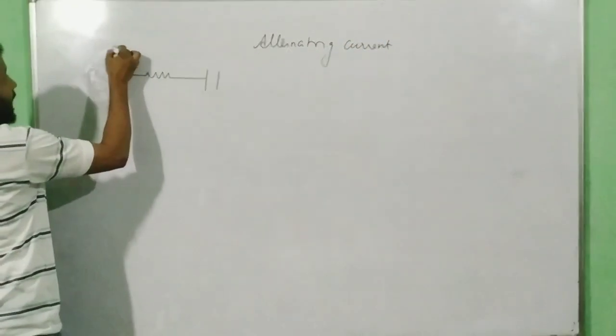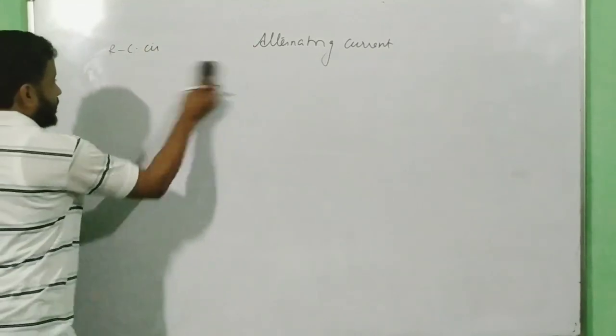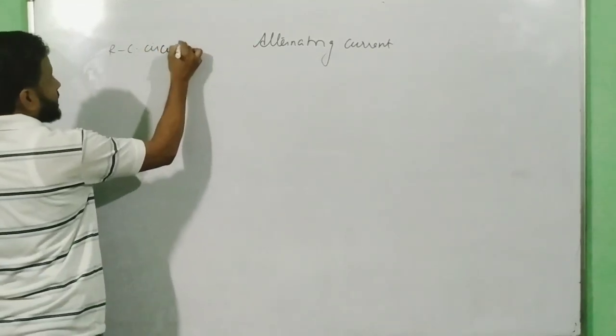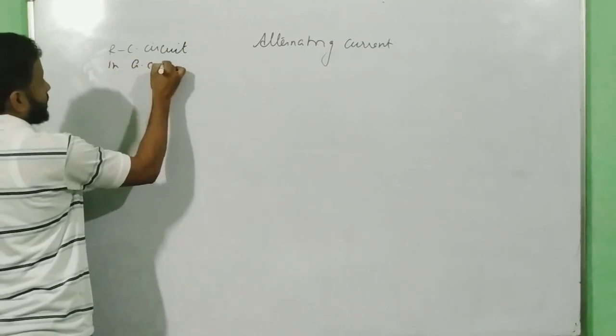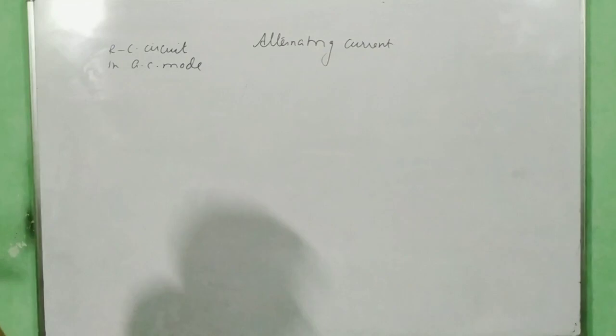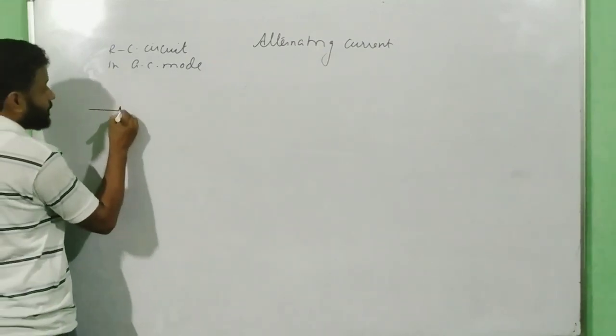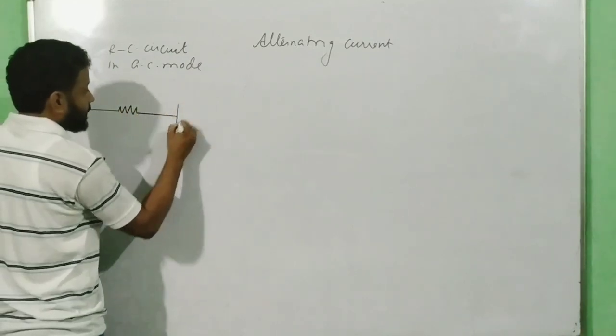And this is your RC circuit in AC mode. We have one in DC mode also, that is called transient current and all, that is no longer in your syllabus. So we will just deal with the AC part only.